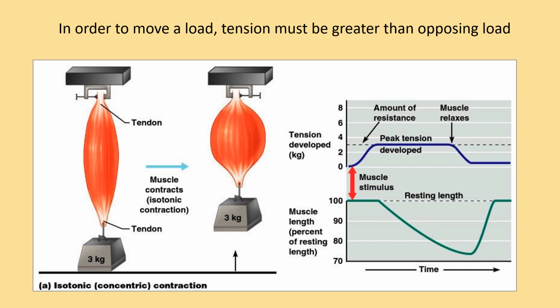And during that time, the muscle will actually shorten. So now go back down to the green line, and we see that the muscle length is decreasing as the muscle is shortening, because the muscle is generating at least 3 kilograms of tension, and that weight is rising.